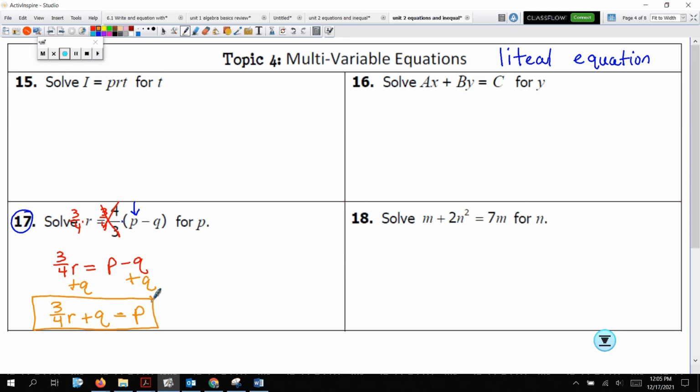Just look and think what operation is happening, right? Up here in 15, this is all multiplication, so you're going to divide. In 16, you have addition and multiplication, so you're going to subtract and divide. Down here for number 18, you're going to subtract m, divide by 2, and then you want to unsquare. So your final step is to take the square root. All right, so practice with those.